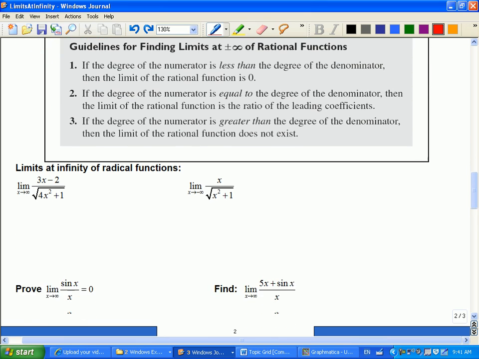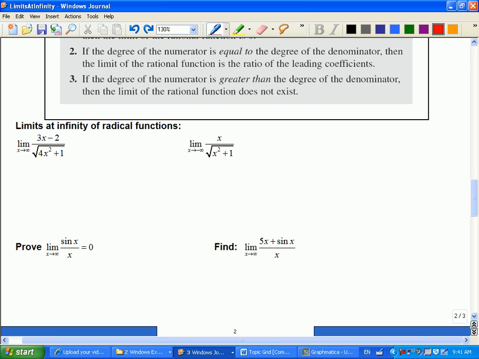All right, so let's just see what we will do with something like the limit as 3x minus 2 divided by square root 4x squared plus 1. It's kind of a challenge to think about this, right? Because, you know, who wins? Is it the bottom or the top? Which one's the better candidate here? Top, bottom? What do you think?